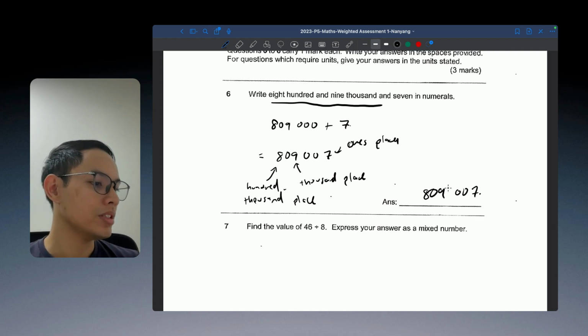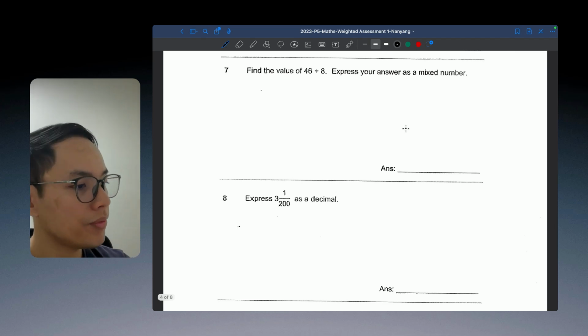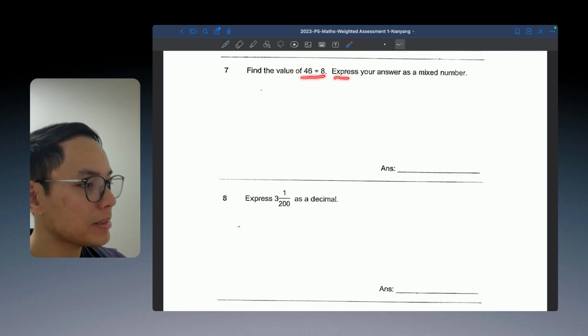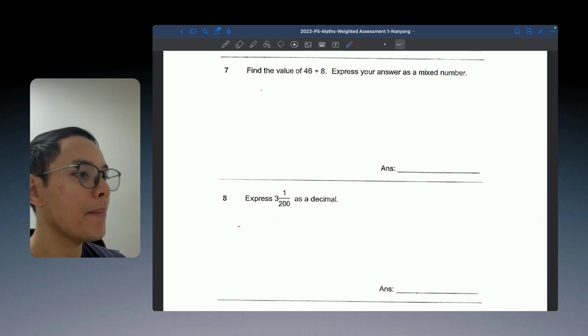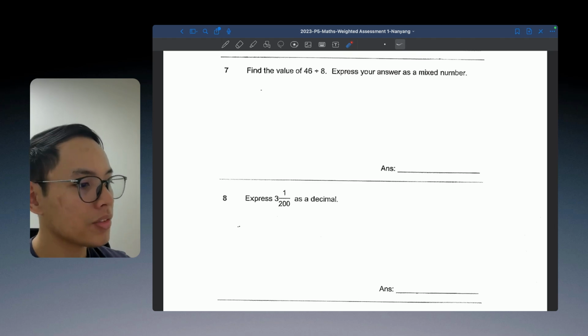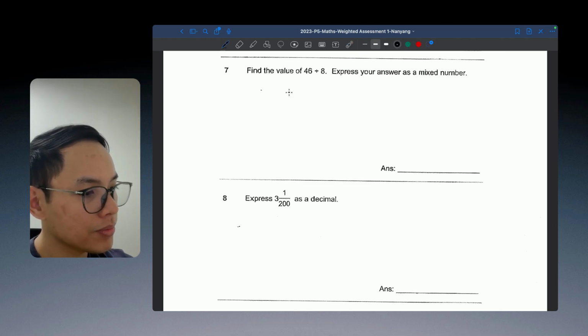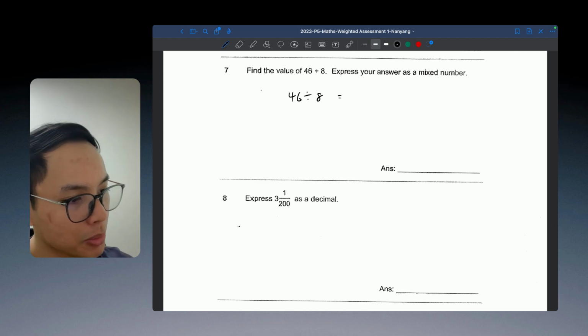Okay. So next question is question number 7. Find the value of 46 divided by 8. Express your answer as a mixed number. So what does this mixed number mean? So in other words, mixed number is essentially just fractions. Okay, so find the value of 46 divided by 8. So essentially what you need to do is, so 46 divided by 8 is equal to, then you do your workings, right? 46 divided by 8.